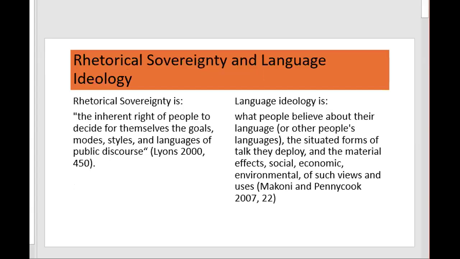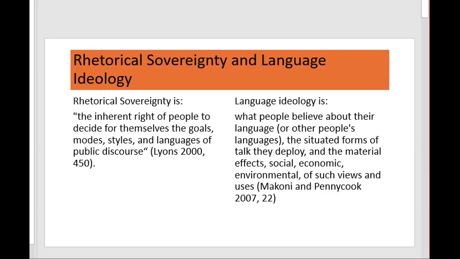The way I understand this and the way I looked at it here is through two conceptual frameworks. One is the idea of rhetorical sovereignty, and the other is the framework of language ideology. Those are the two concepts I thought fit the topic I was looking at, which was a language movement and a language rights movement in what was then East Pakistan and is now Bangladesh. The first is the well-known one by Scott Lyons, which is rhetorical sovereignty, the inherent right of people to decide for themselves the goals, the modes, the styles, and languages of public discourse.